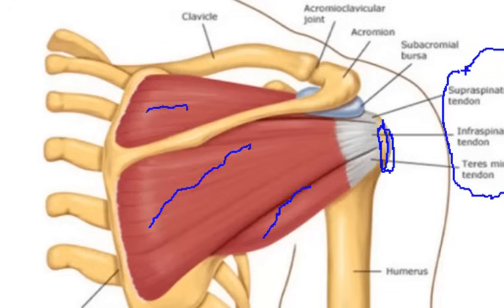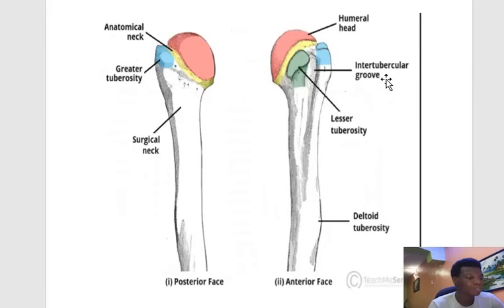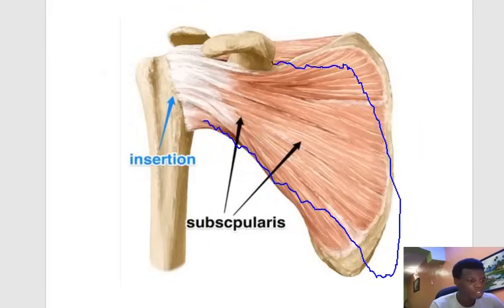On the greater tubercle of the humerus, while the lesser tubercle is associated with the subscapularis. Okay, so here is a picture of it. Subscapularis originating from the subscapular fossa and finally inserting where? Inserting into the lesser tubercle.